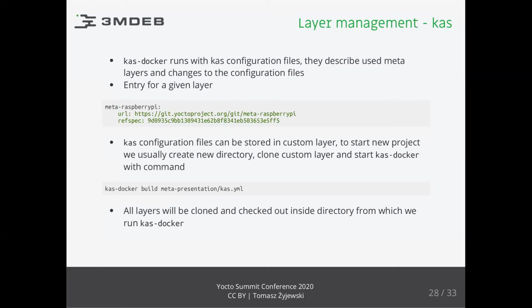Then we clone our custom layer, and from the Yocto project directory, we call the kas-docker script as shown on the slide. So it is kas-docker build meta-presentation/kas.yaml. After calling the kas-docker command from the Yocto project directory, all layers described in the configuration file will be cloned and checked out inside our Yocto project directory.